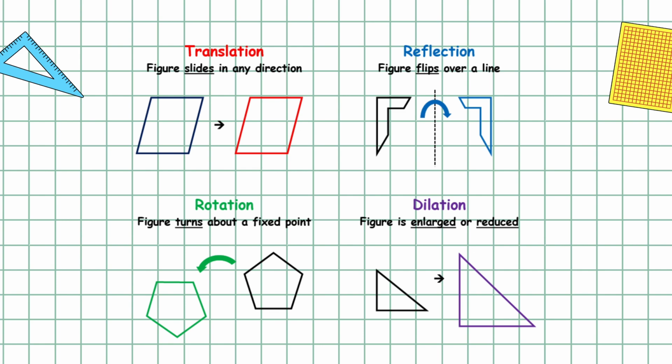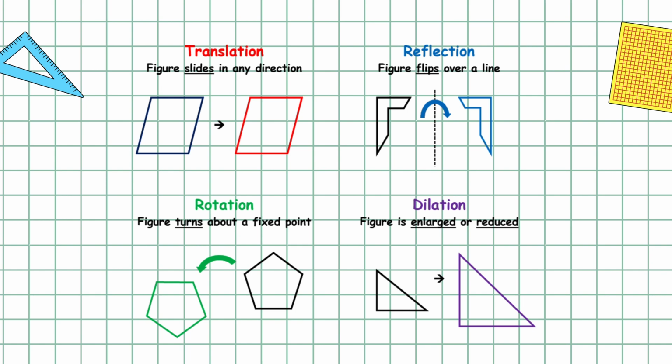Number one, translation. Translation moves every point of a figure the same distance in a specified direction. An example is moving a shape horizontally or vertically without changing its orientation. Here the example is shifting a square or triangle some units to the right.